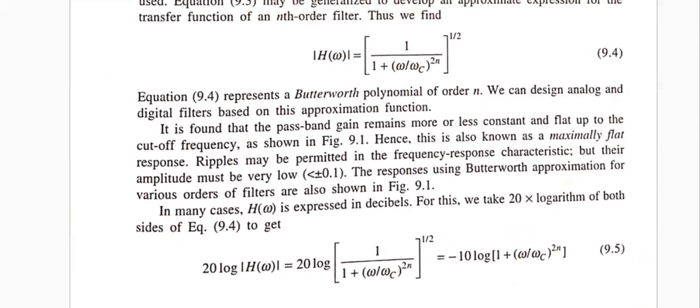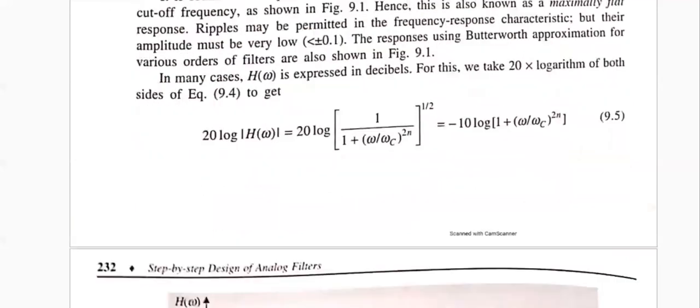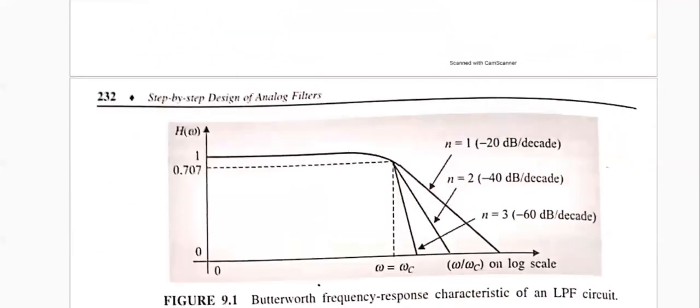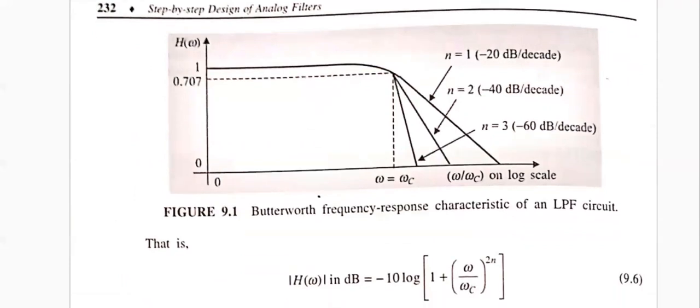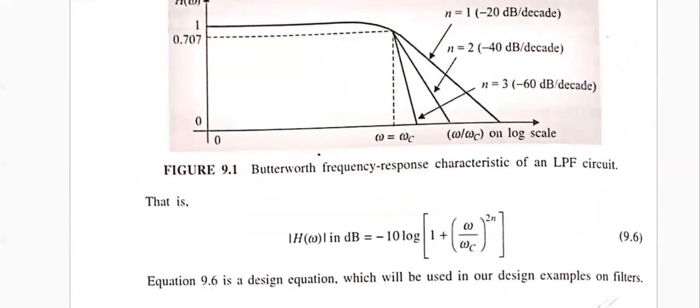And in case of the Butterworth filter, this is known as a maximally flat response, because we are not having ripples in the pass band response of the filter. We'll see that. This is the characteristic of the Butterworth filter. So almost it is a flat one, though theoretically it is not flat like this. And of course you can design the first order, second order, and third order filter.